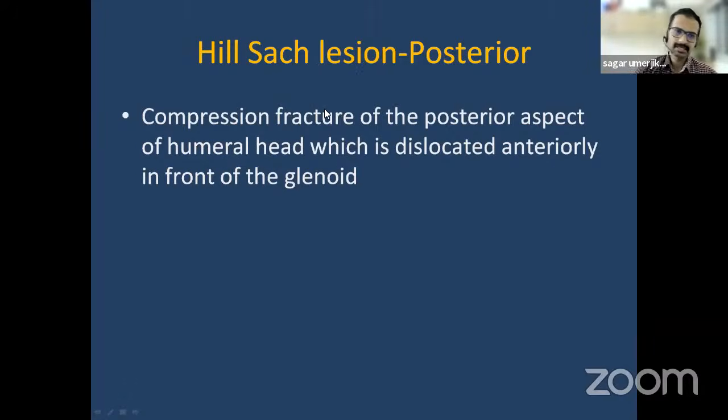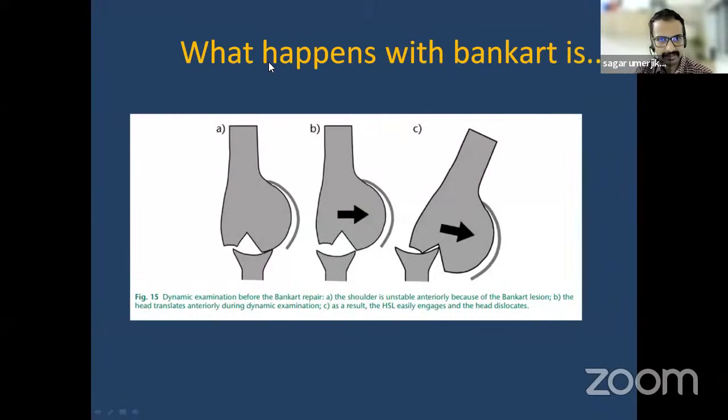So Hill-Sachs, just to define it, it's a compression fracture on the posterior aspect of the humeral head, which is dislocated anteriorly in front of the glenoid. So it's a defect in the humeral head. So H for Hill-Sachs and H for humeral head. So what happens with the Bankart lesion? This is just a picture to define the same.